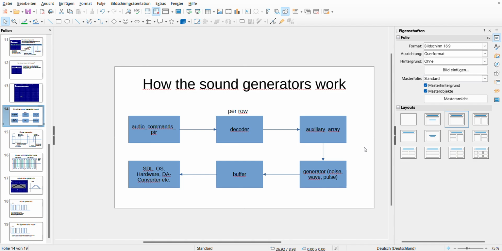The auxiliary array is a 28-byte large data block that contains data from each column. Each column carries information about volume, frequency, duty cycle, and whether you want to enable FM synthesis or not. We take this information and feed it to our generators, which convert these data sets into sound signals. The computed sound signals are put into a memory block called buffer. The buffer is queued to the digital analog converter that converts our buffer data into analog sound.